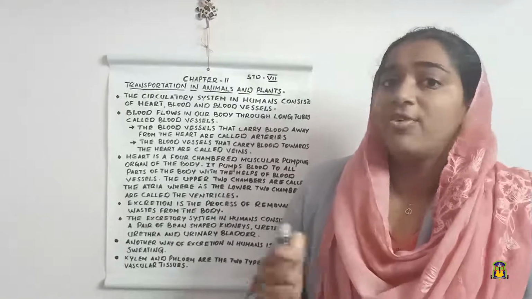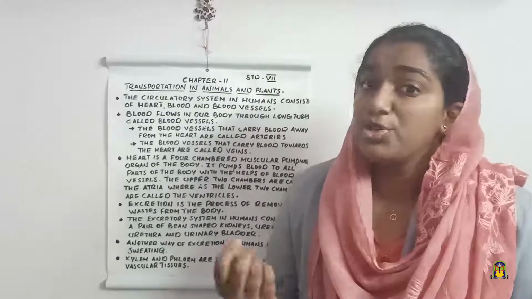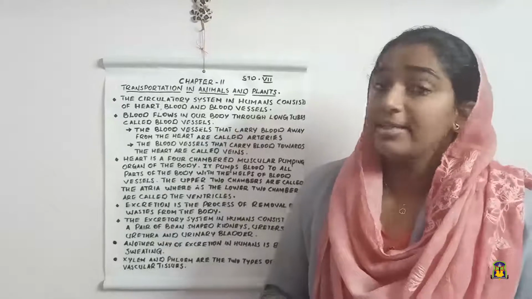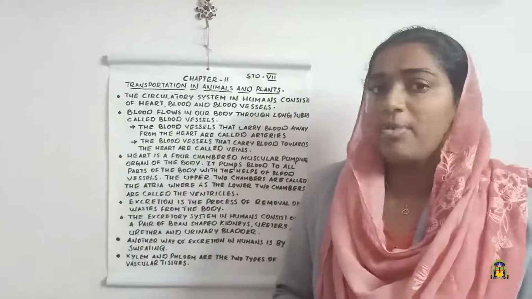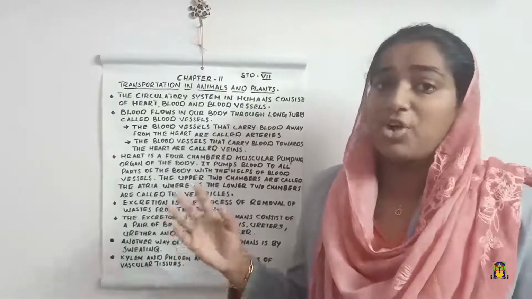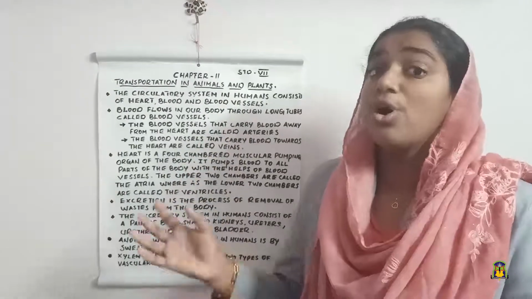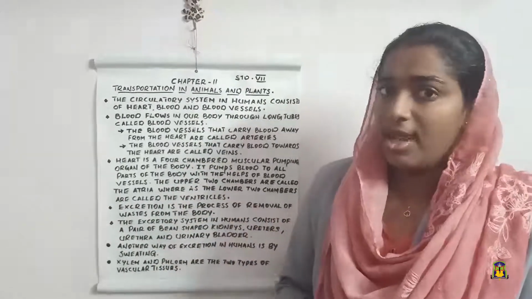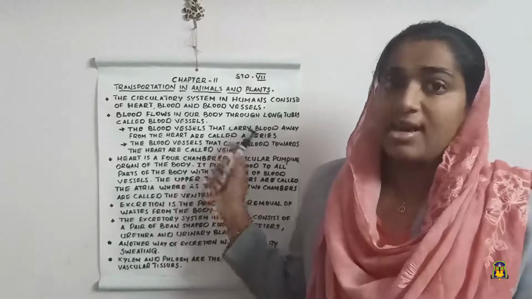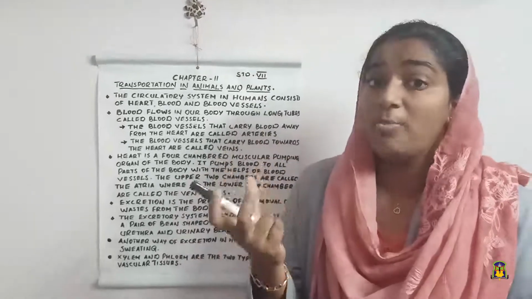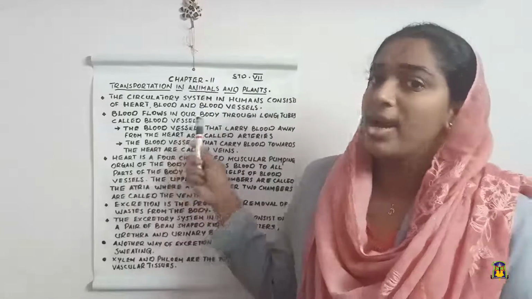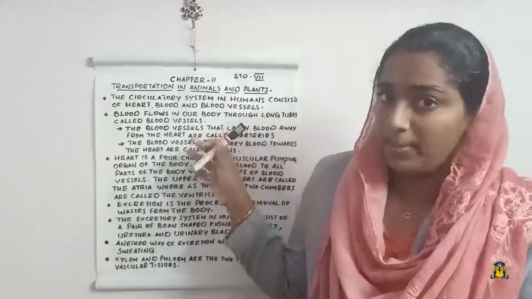White blood cells fight against the germs that enter the body. Then platelets. What is the function of platelets? It helps to clot the blood. And RBC, red blood cells. Red blood cells consist of hemoglobin, which gives the red color to the blood.